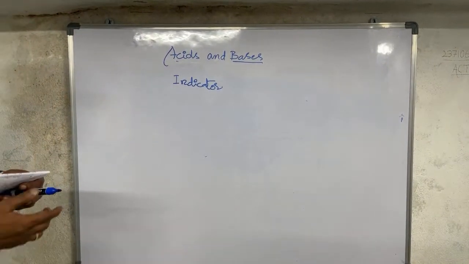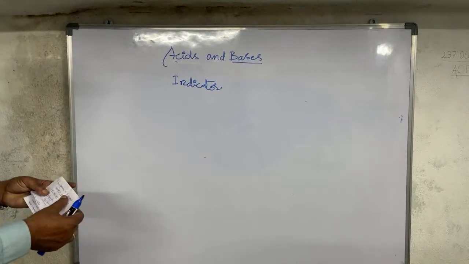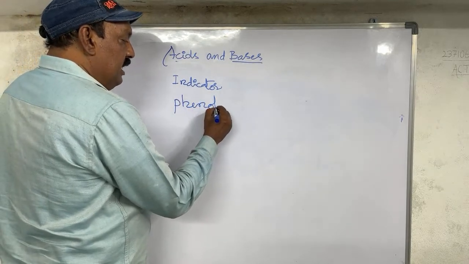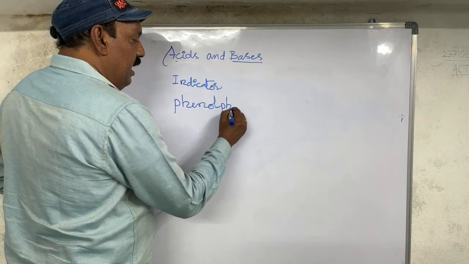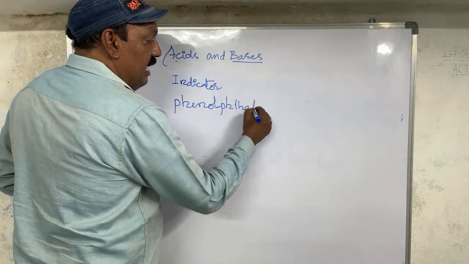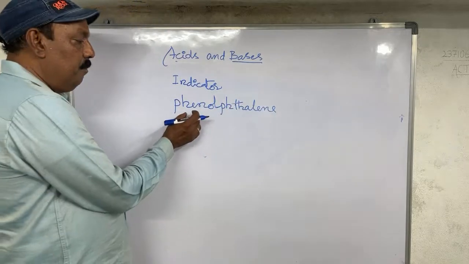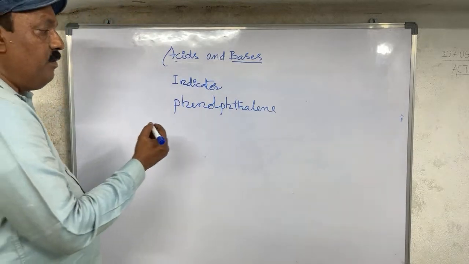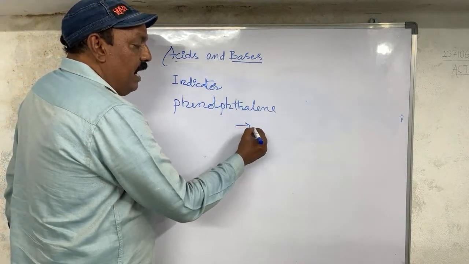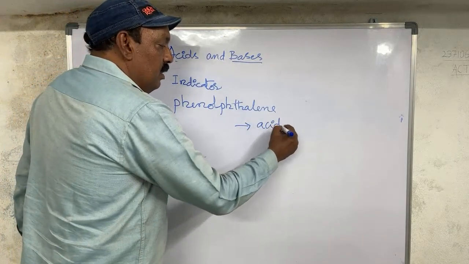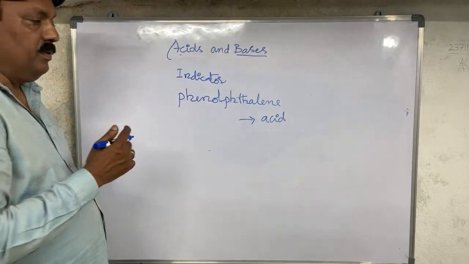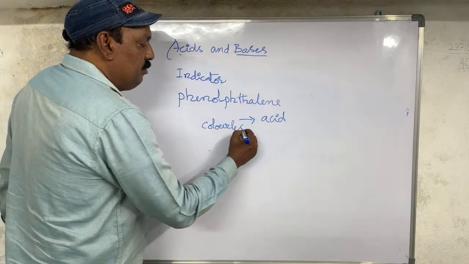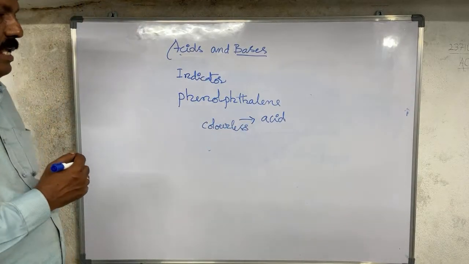You have to take the spelling of this one properly. Phenolphthalein. Whenever I am adding this phenolphthalein to the acid, it is not giving any color, it is just giving colorless liquid. That means no effect of this indicator in acid.